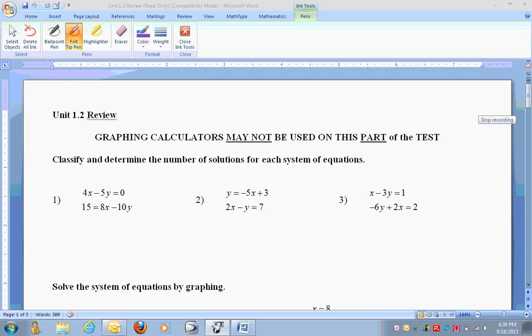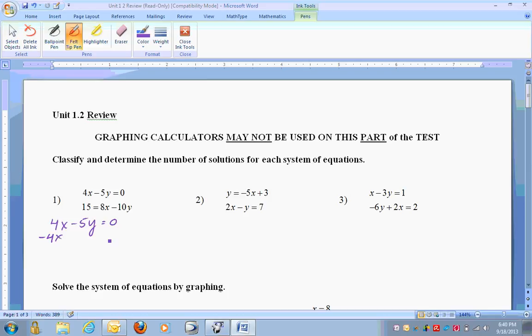Okay, so let's start on the section that will not have your graphing calculator on. In problem 1, they're asking us to classify and determine the number of solutions for each system of equations. So I can go ahead and take 4x minus 5y equals 0. And in these problems, I don't necessarily want to solve. I want to get them in y-intercept form or slope-intercept form in order to see what their slopes and intercepts are. So I'm going to solve for y.